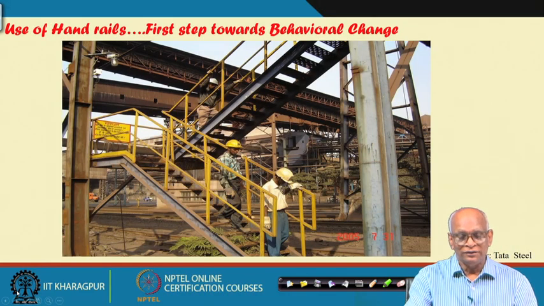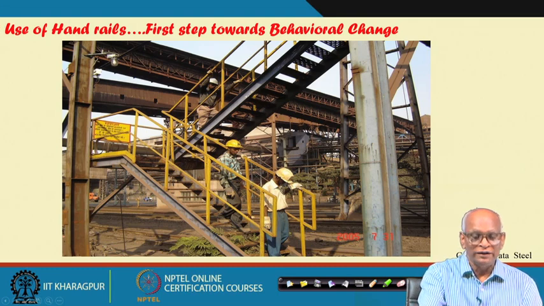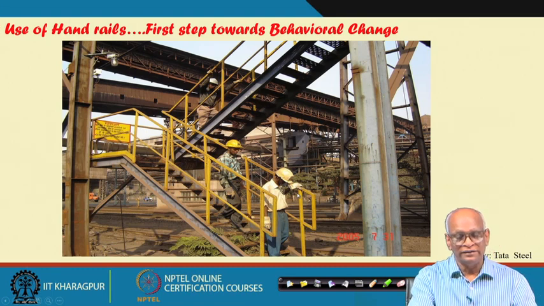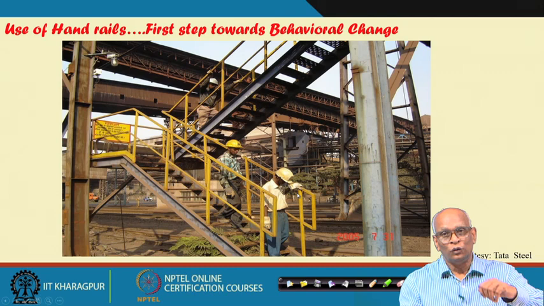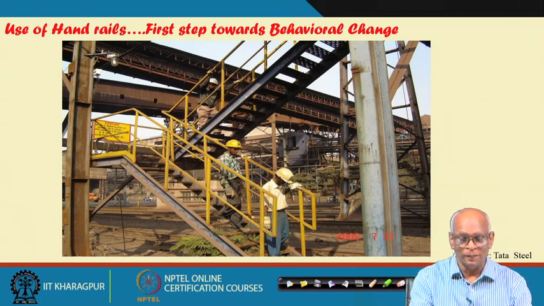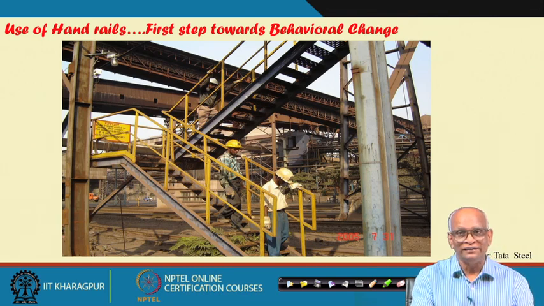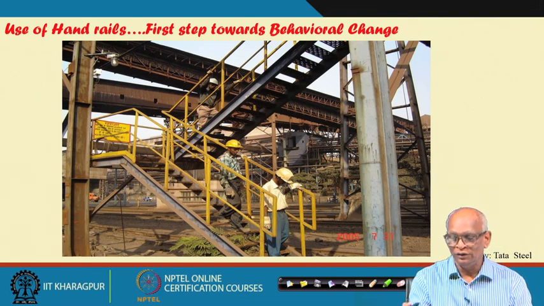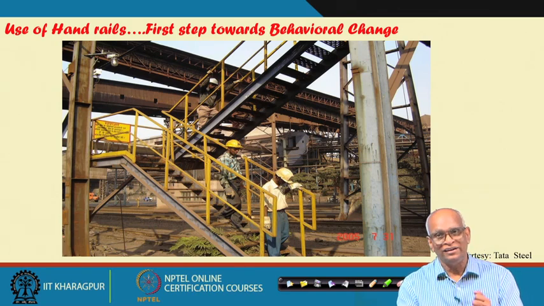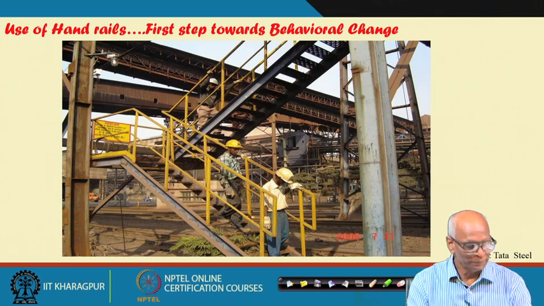You will be amazed, in this organization, when people go up and down, they use the staircases and hold the rails. Holding the rail is one of the important rules for this organization, so that they will not slip. Whenever you go up and down, the first rule is to hold the rail, so that even if you slip, your hand is holding the rail.